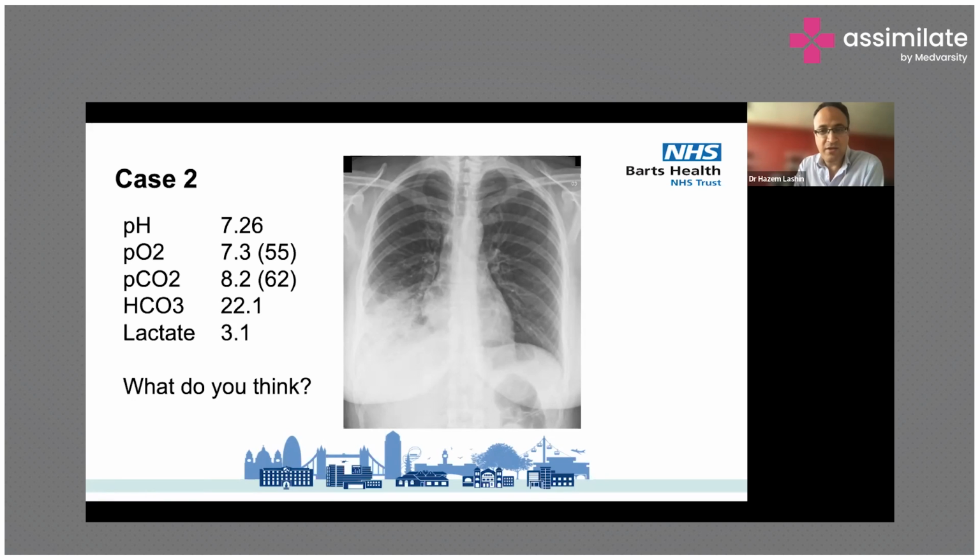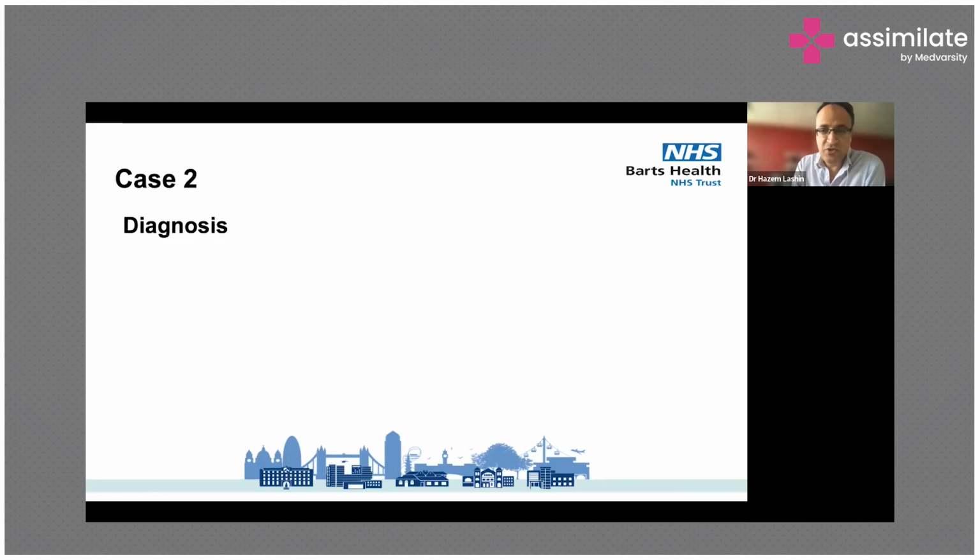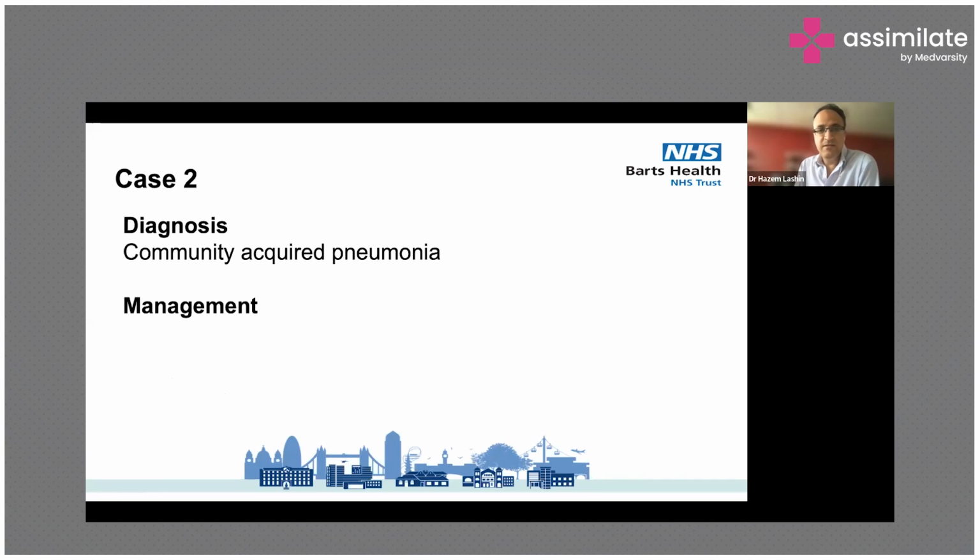Yes. So there is consolidation on the chest X-ray. Yes, there is a respiratory acidosis, not compensated, because if it's compensated, then the pH will be normal. But this is not compensated. So the diagnosis here is community-acquired pneumonia. Okay. How would you manage this patient? What are the first things you would do? Pneumonia. So community-acquired pneumonia is the diagnosis. So what do you think is the best way of management?